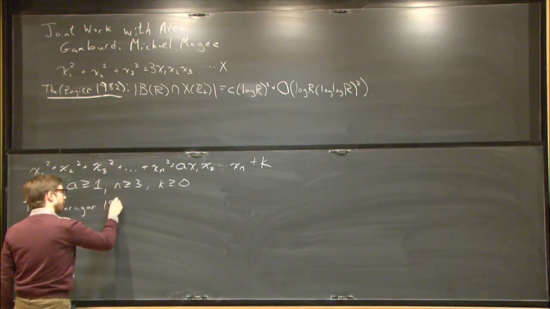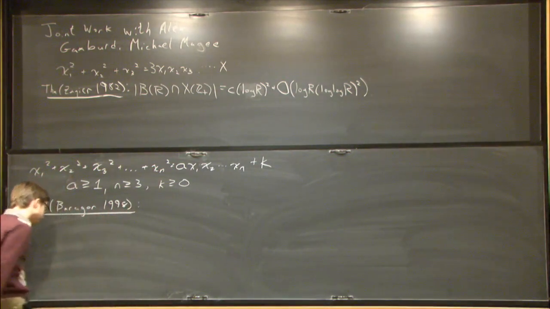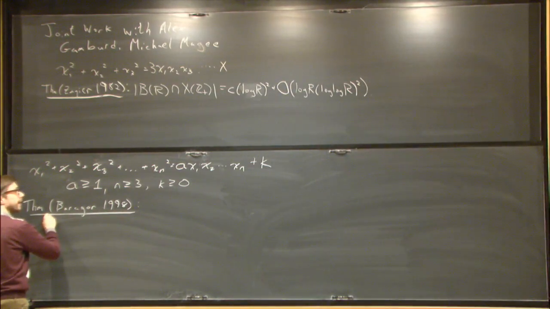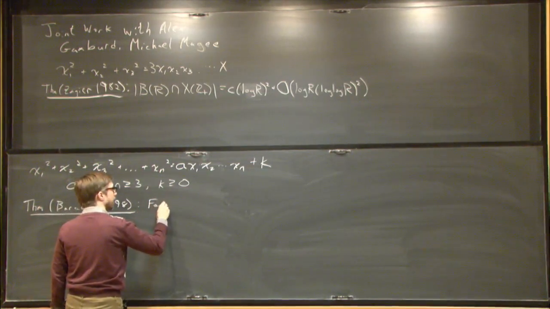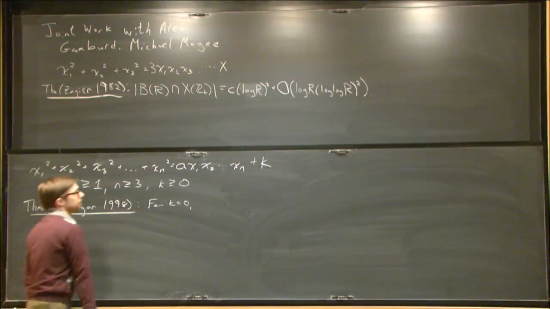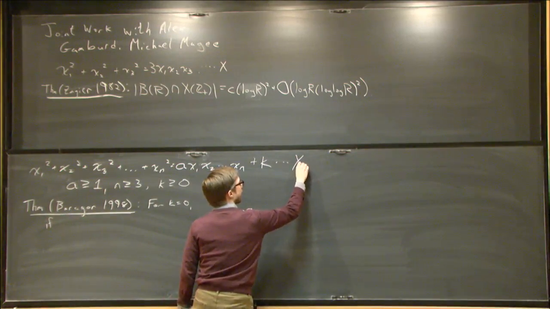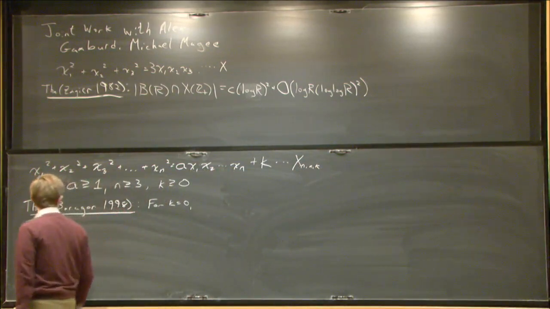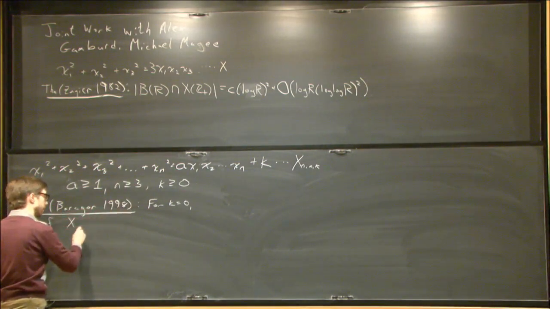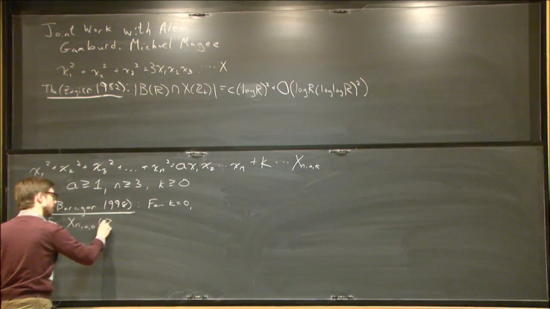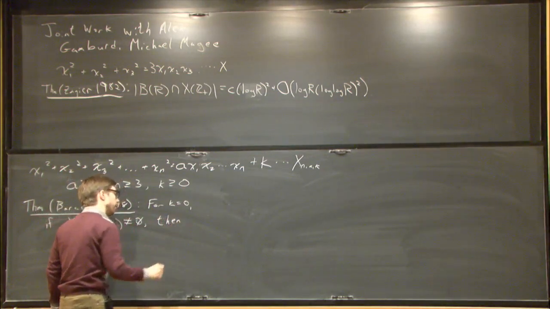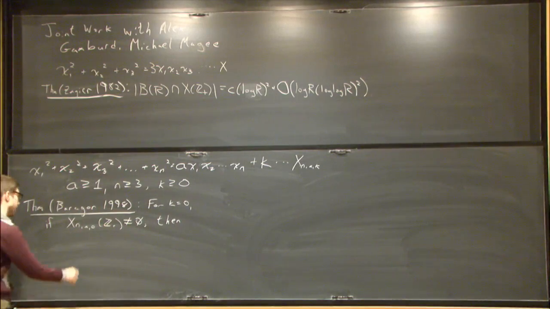This was in a 1998 paper, which says in some form that, let's say for k equal to 0, I'll say this is the variety x, n, a, k. So if the set of positive integral solutions is non-empty, and k is equal to 0, then we have the following estimate for the number of solutions.